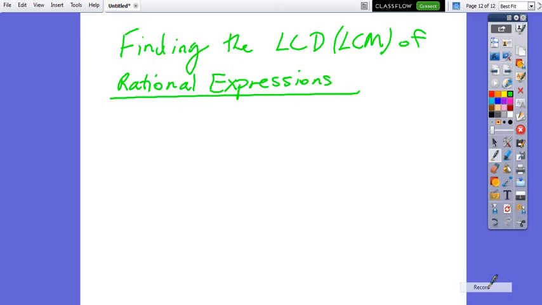Okay, so we are finding the LCD or the LCM. I'm going to use those terms interchangeably, of rational expressions. Let's start with an example from the worksheet that I've given you, number 5.